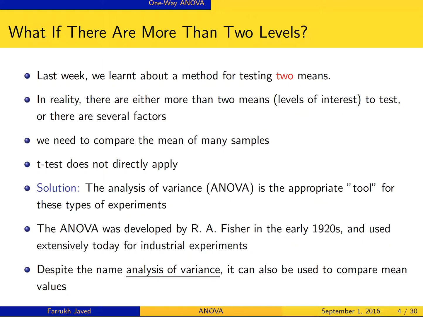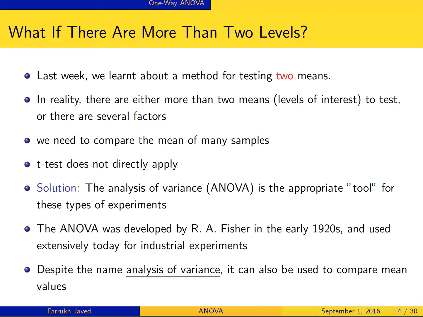But in reality, there are either more than two means or levels of interest to test, or there are several factors. For instance, I want to compare all of them together and see whether they are equal or not. I'm not interested in making pairs. I want to test them together, and there are many factors involved in my experiment. So what should we do? Then the t-test does not directly apply. So we go on to the analysis of variance, which is an appropriate tool for these types of experiments.